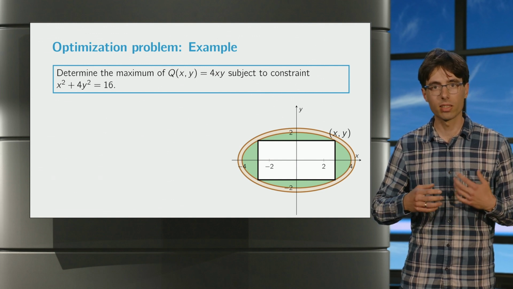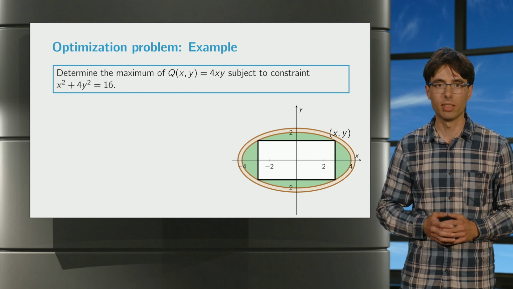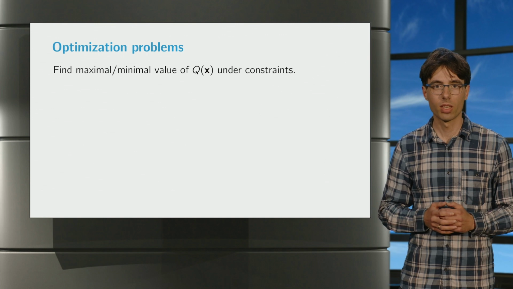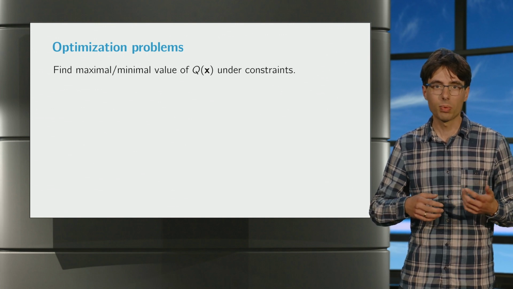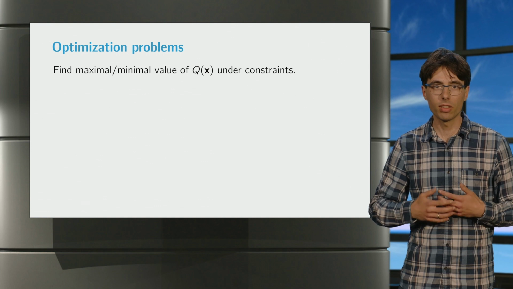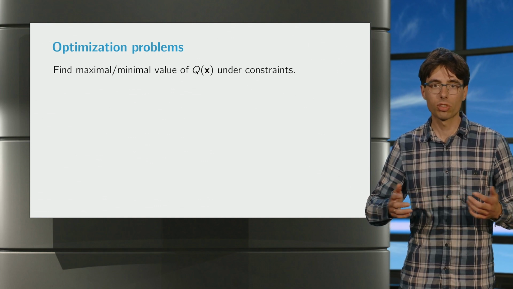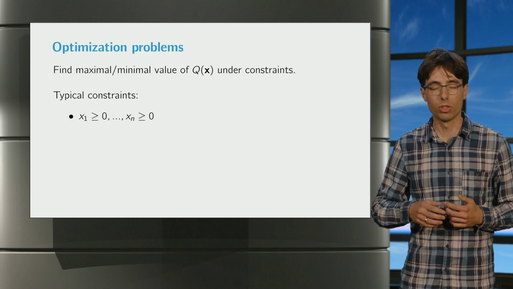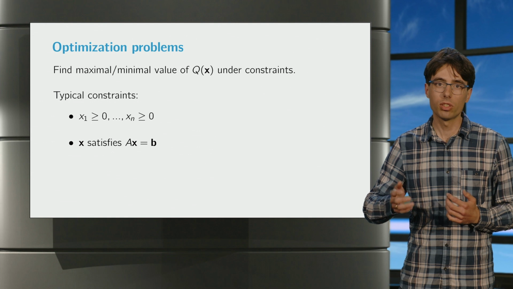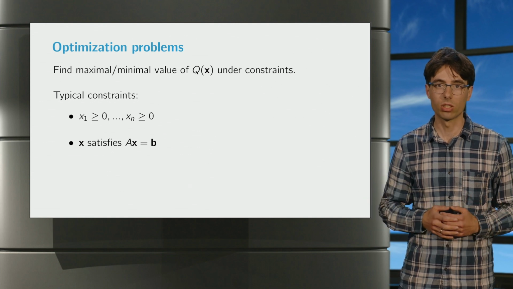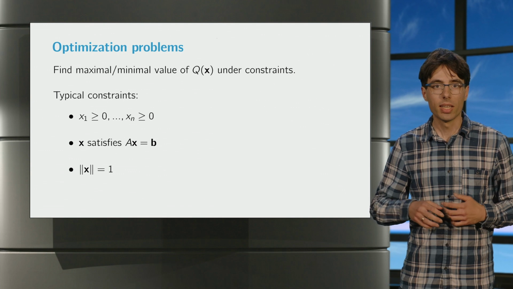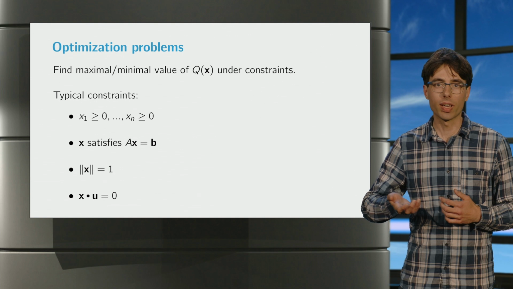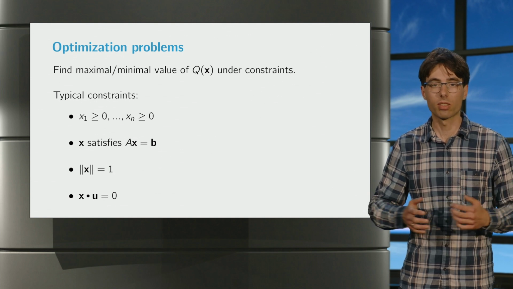Let's first have a look at optimization problems more generally. Finding optimal values is a typical problem in engineering. Usually, we formulate them as that we want to find the maximal or minimal value of a function q under some constraints. Typical examples of these constraints are that all input values should be positive, or that the input values should satisfy a system of linear equations. Constraints can also be that the input vector should be of unit length, and we can also want the input vector to be orthogonal to a given vector.